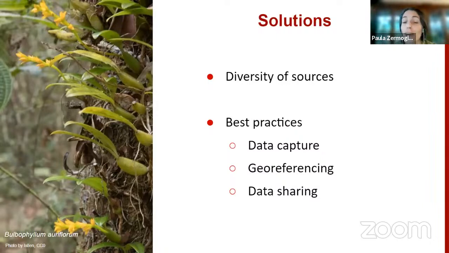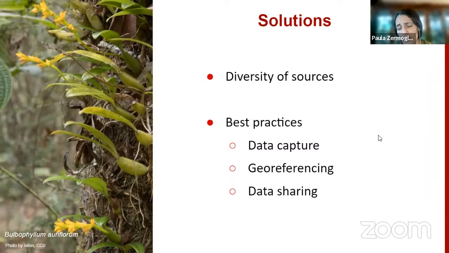So we have talked about a lot of problems, and this might be discouraging. So let's talk about some solutions that we can apply. One of the solutions is to try to use a diversity of sources. That means look for information wherever you can find information, because everything is going to add to your knowledge and make us make better decisions about the georeferences that we're going to perform.